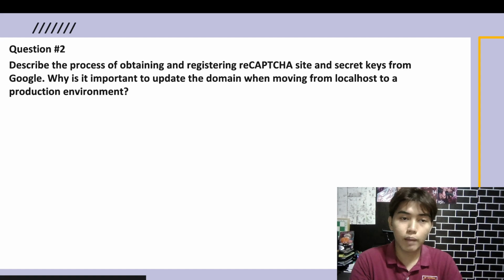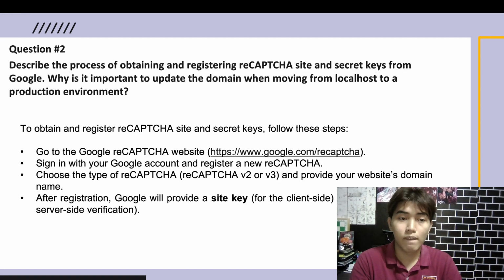Second question, describe the process of obtaining and registering reCAPTCHA site and secret keys from Google. And why is it important to update the domain when moving from localhost to production environment? To obtain and register reCAPTCHA site and secret keys, we must follow these steps. First, we must go to the Google reCAPTCHA website, sign in with our Google account, and register a new reCAPTCHA. Choose the type of reCAPTCHA and provide your website's domain name. After registration, Google will provide a site key and a secret key.